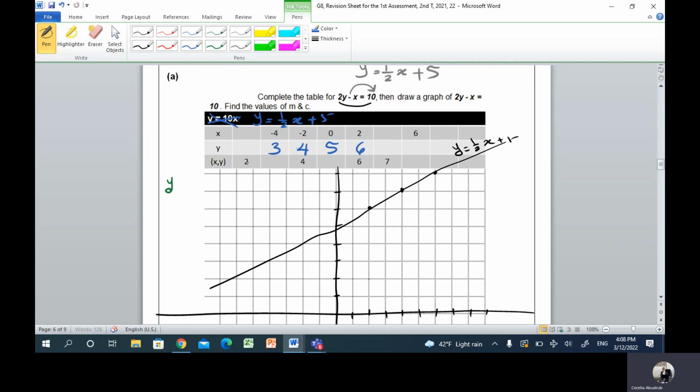And here you're going to say, for example, -2, 4. That's what you need to plot. 0, 5. That's what you need to plot. 2, 6. That's what you need to plot, and so on. Okay?